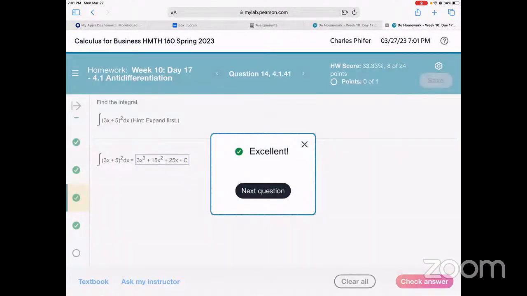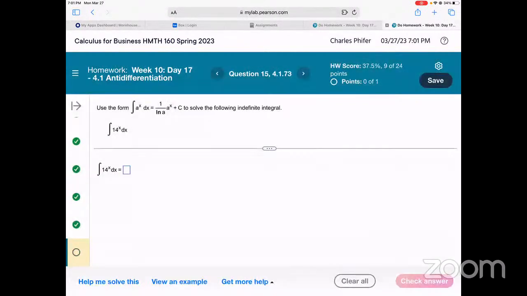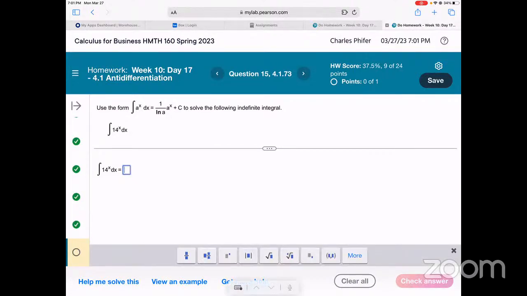See what else we got. Use the form to solve the following. So this is like e to the x. The same rule applies as if we were taking the integral of e to the x, but the only additional thing that we need to add is we need to divide by the natural log of a. In this case, there's no coefficient in that power, so we can ignore that part. But we need to say 1 over the natural log of 14, right?